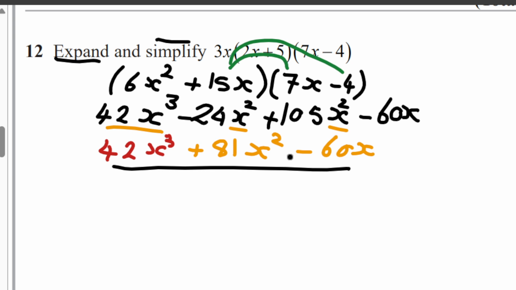Some students combine everything. They do 42 plus 81 minus 60. Don't do that. Why? Because they are not similar terms. They are not the same. They are not like terms. X cubed doesn't look like x squared. Please don't do that. And it doesn't look like x.